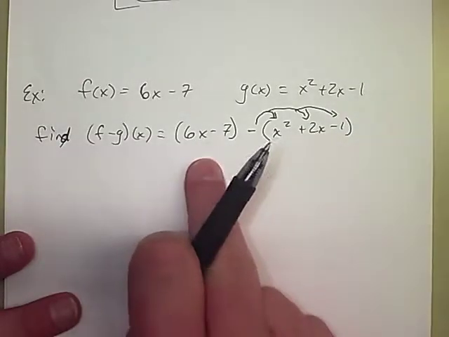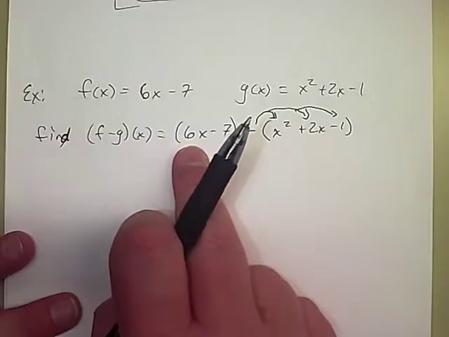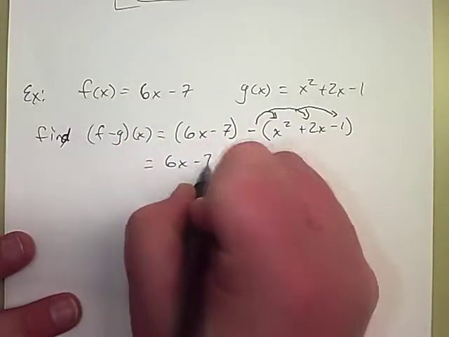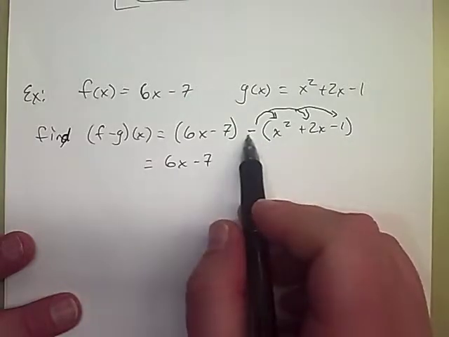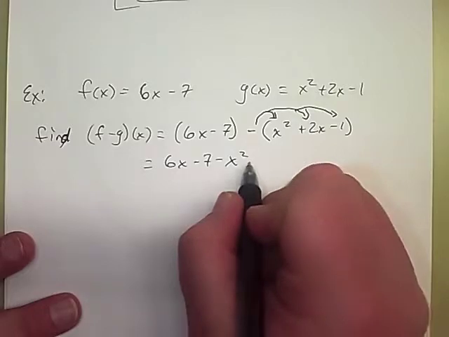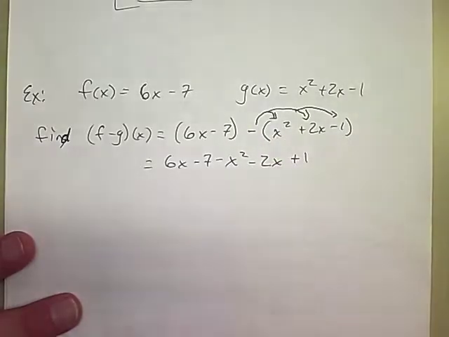So I'm going to drop the parentheses on the first polynomial, the first function. This guy, he does not change at all. But a positive x squared times a negative 1 would become a negative x squared. A positive 2x times negative 1 is a minus 2x. Negative 1 and negative 1 is a positive 1.